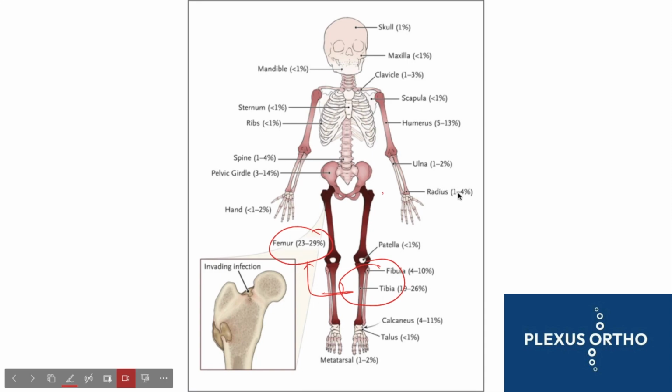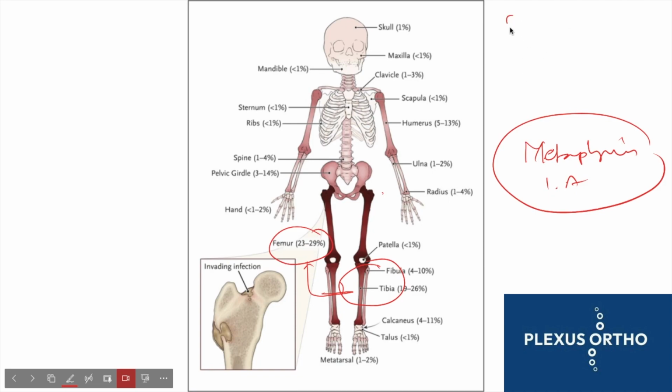We've also learned in the septic arthritis chapter that in some joints the metaphysis is intra-articular. So in these cases, osteomyelitis can be converted into septic arthritis because the capsule covers the metaphysis. The metaphysis being intra-articular is a very important concept to understand. And which are the joints where the metaphysis is intra-articular?